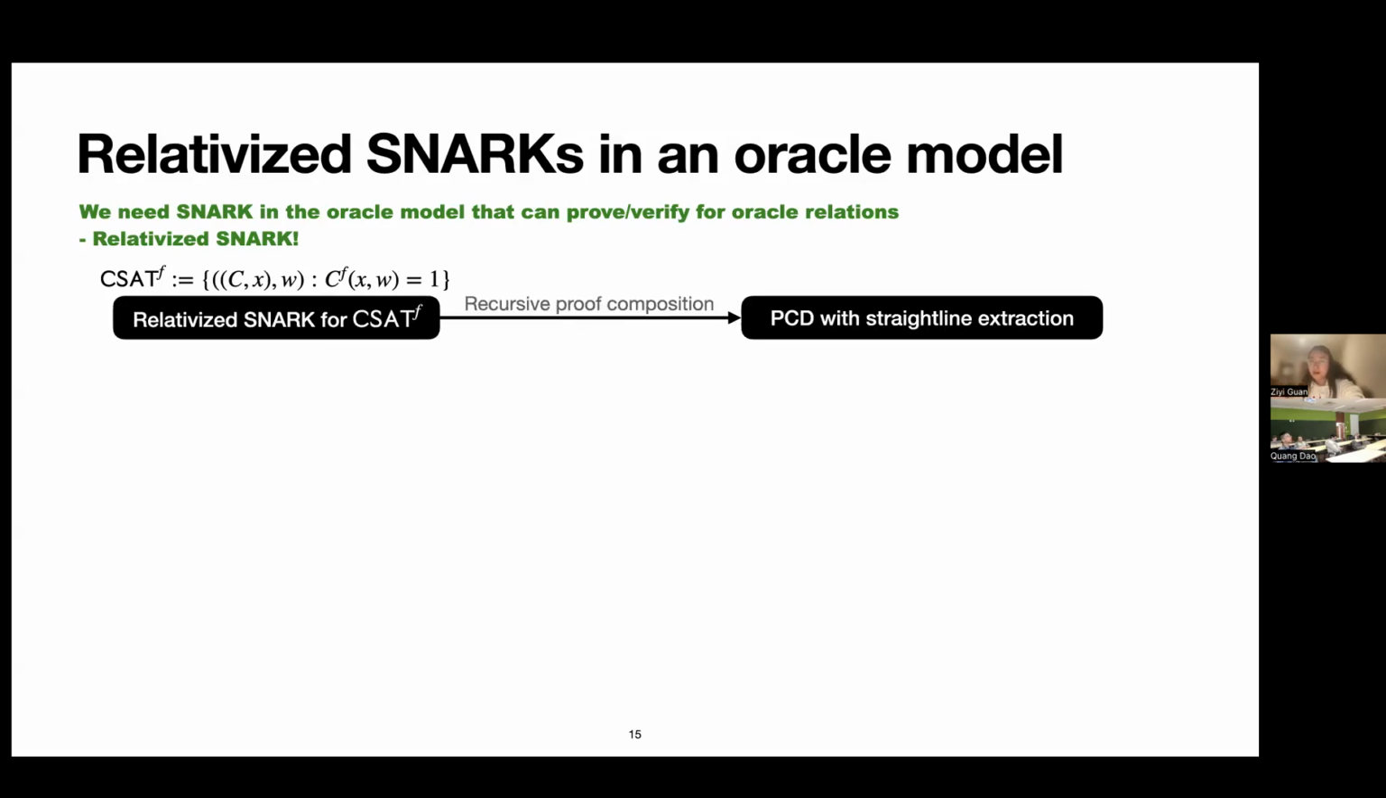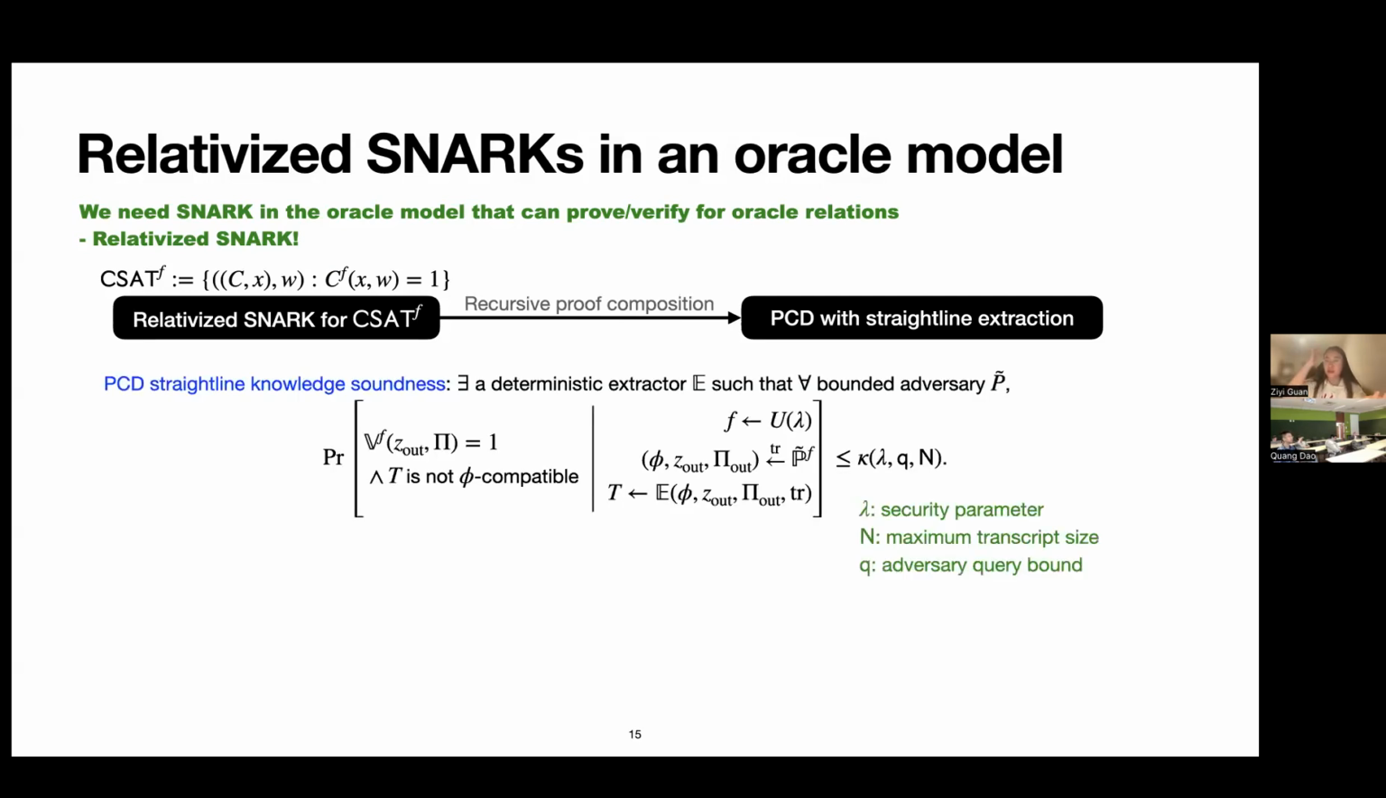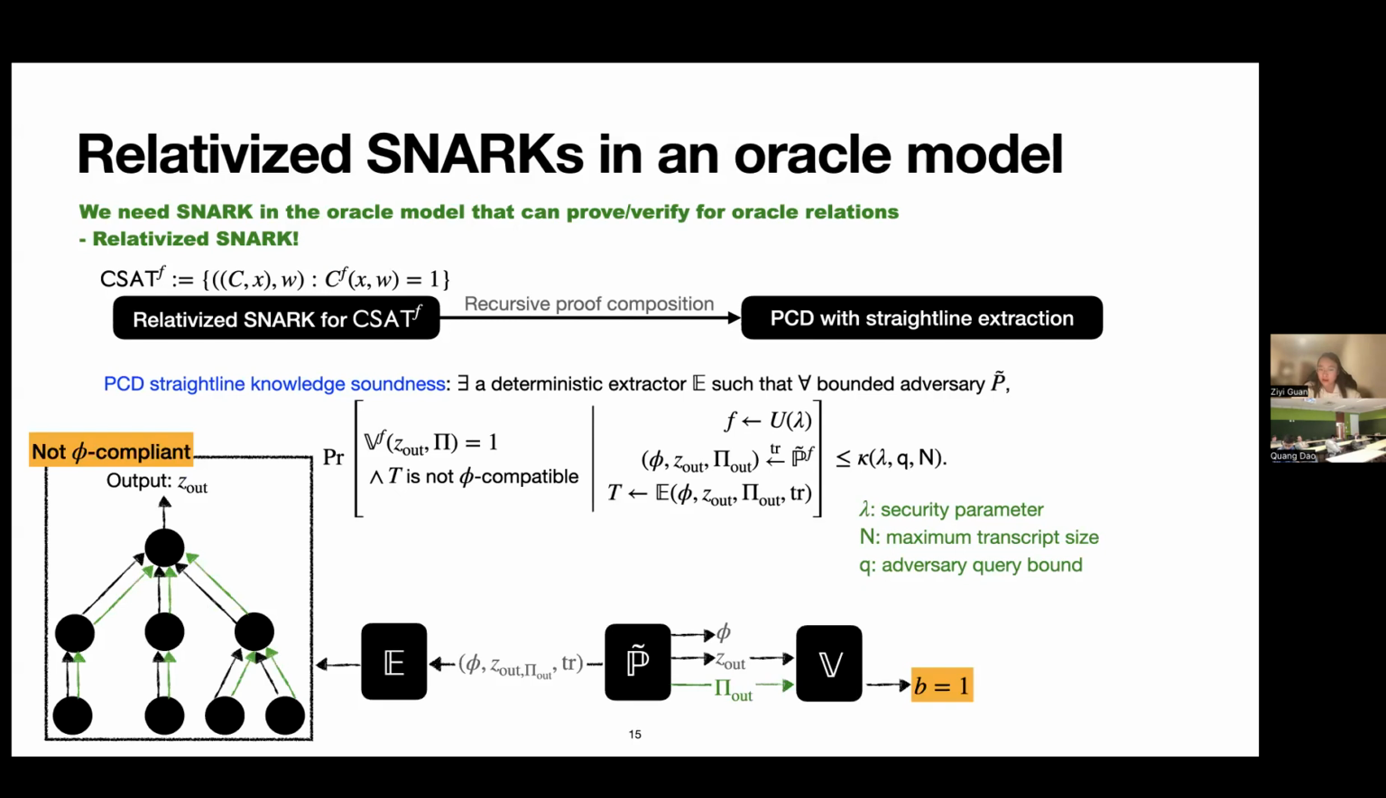And now everything works fine. We're able to take relativized SNARK and recursively compose it to get a PCD. So now nothing is broken. And also what we get from this good relativized SNARK is that we get a resulting PCD also with this strong straight-line non-soundness notion, which again, we have a universal knowledge extractor that works for every prover.